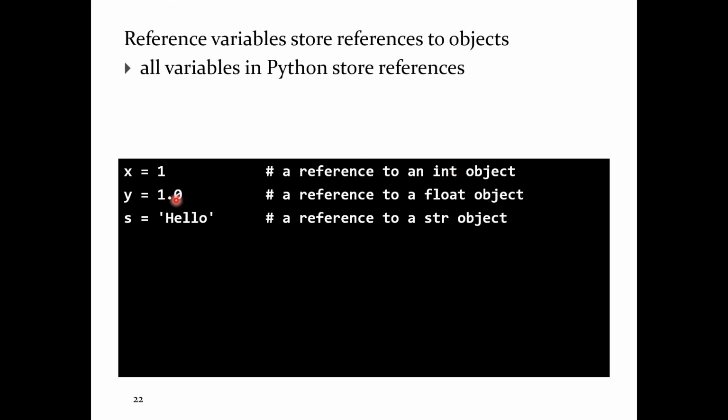When you write y equals 1.0, right, y does not have the value of 1.0, right? Instead, y is actually a reference to some float object, right? That float object happens to represent the value 1.0, right? If you write s equals the string hello, then s isn't the string hello. In fact, what it's storing is a reference to a string object. That string object happens to represent the string hello.